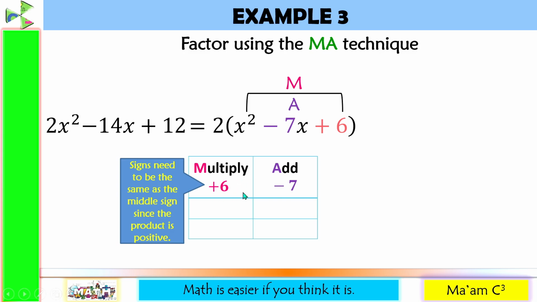So for positive 6, factors that are both negative are negative 1 times negative 6 and negative 2 times negative 3. Negative 1 times negative 6 is positive 6. Negative 2 times negative 3 is positive 6. Same signs, and the signs should be the same as the middle term. Let us add these. Negative 1 plus negative 6 is negative 7. Negative 2 plus negative 3 is negative 5.